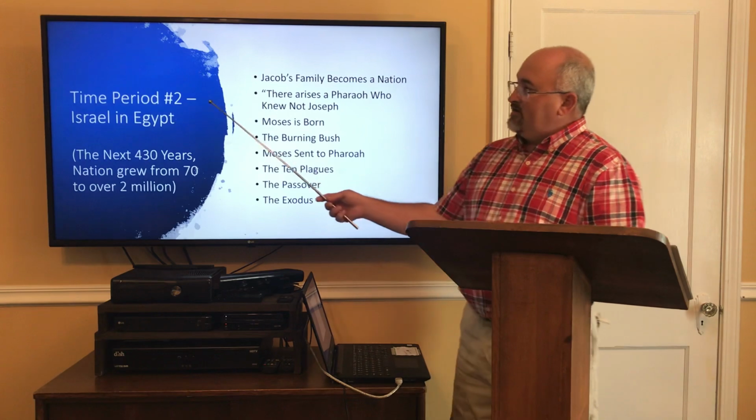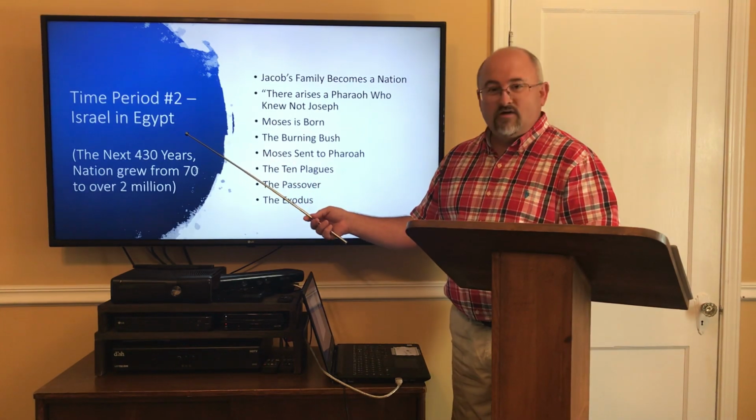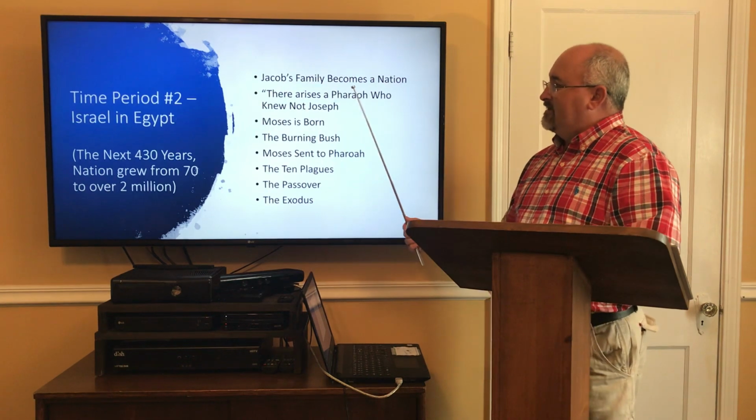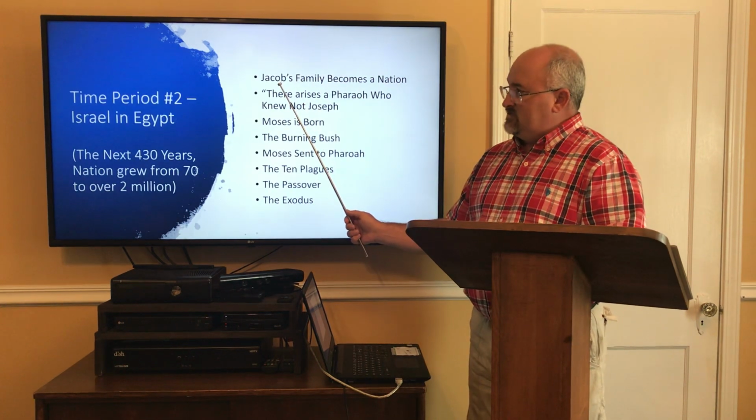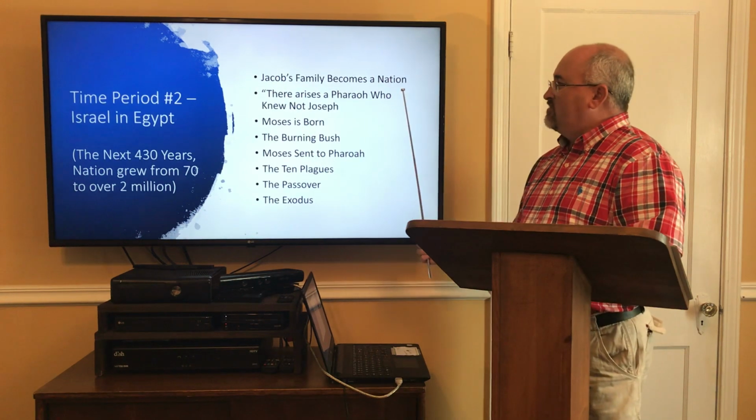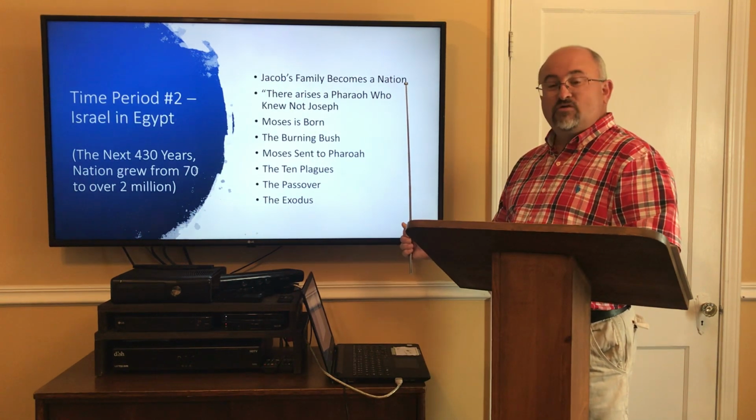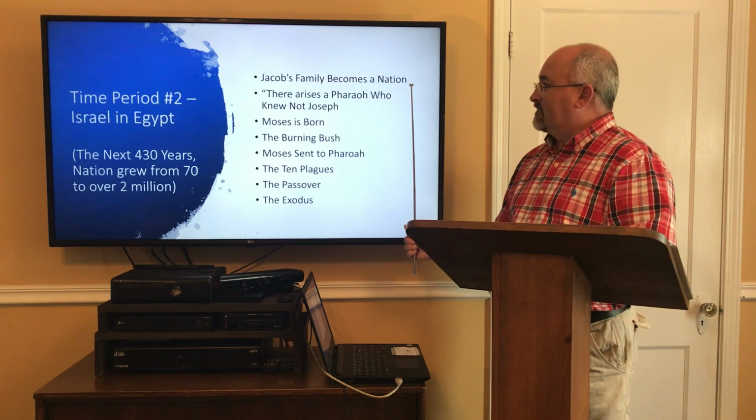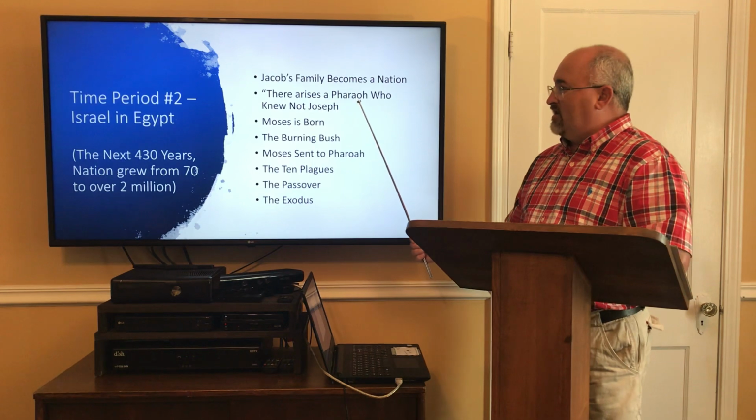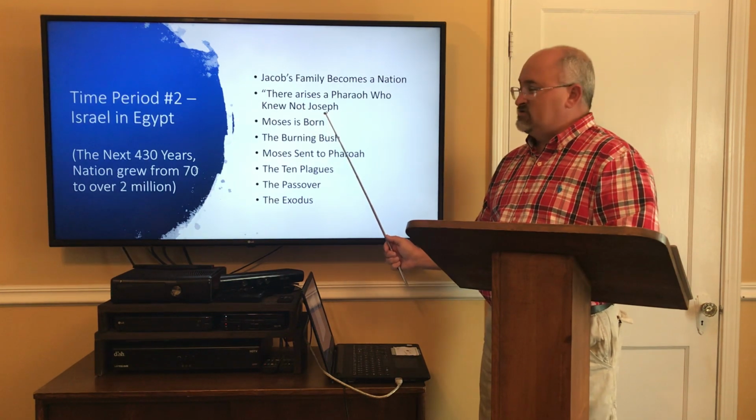All right, period number 2, Israel in Egypt. Now, Jacob's family moves to Egypt, 70 go in, and they soon become a nation, around 2 million people. Okay? Now, there arises a Pharaoh who knew not Joseph.